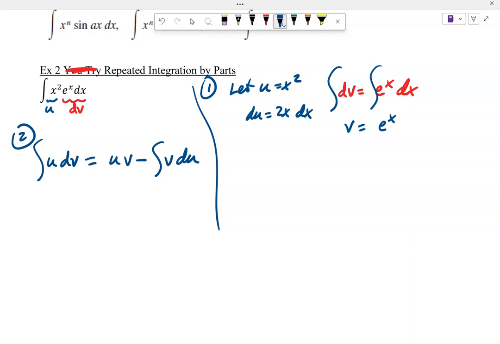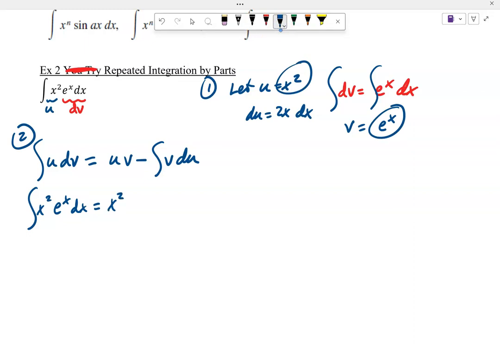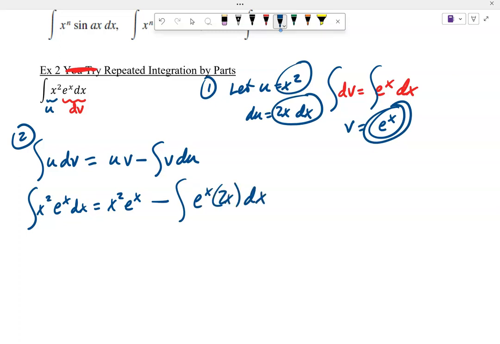All right, so the integration of u dv, which is the integration of x squared e to the x dx, is uv. u is x squared, v is e to the x. Minus the integration of v, and du now is 2x dx. And so we've got x squared e to the x minus, and I'm going to write the 2 in front, x e to the x dx.